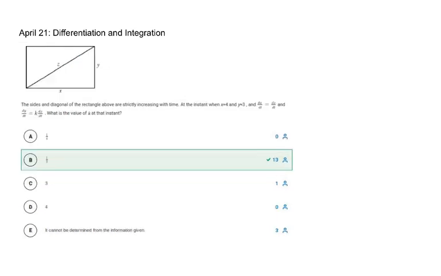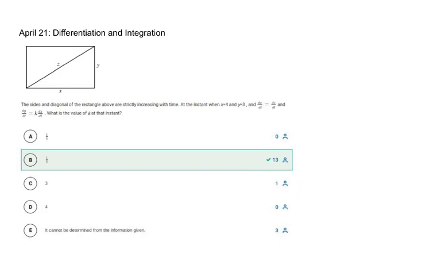All right, let's look at this problem here. The sides and diagonal of a rectangle above are increasing with time. At the instant when x equals 4 and y equals 3, and dx/dt is equal to dz/dt, and dy/dt is equal to a constant k times dz/dt, what is the value of k in that instant?